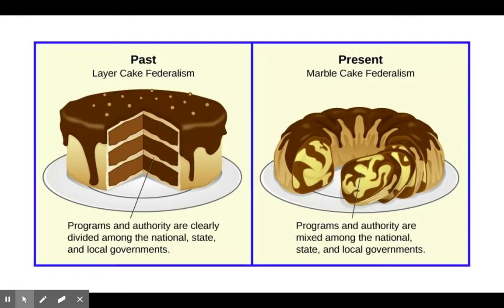Before the Great Depression, you saw that layer cake federalism, that dual federalism, where programs and authorities are clearly divided among the national, state, and local governments. After the Great Depression, where the national government had to step in and help the state governments during that financial crisis, you're going to start seeing more of that cooperative federalism, that marble cake federalism, where programs and authorities are mixed among the national, state, and local governments. And that is the end of this lesson.